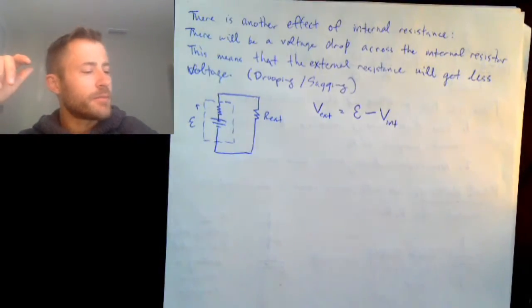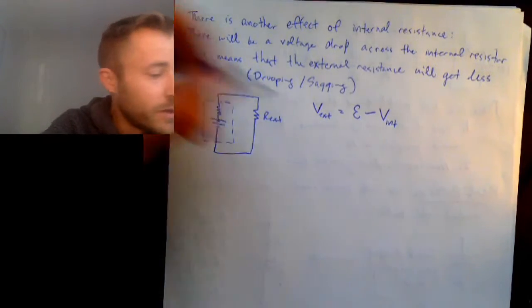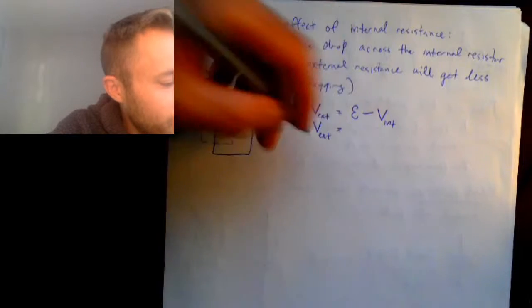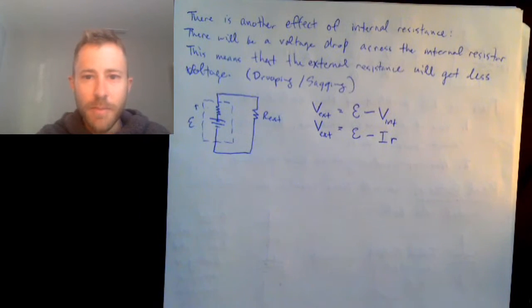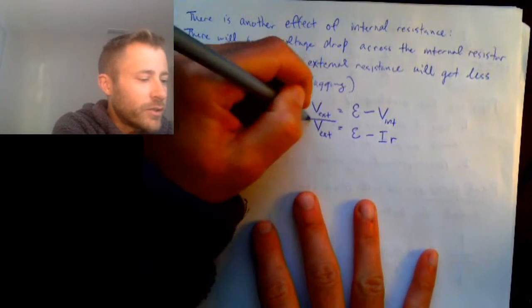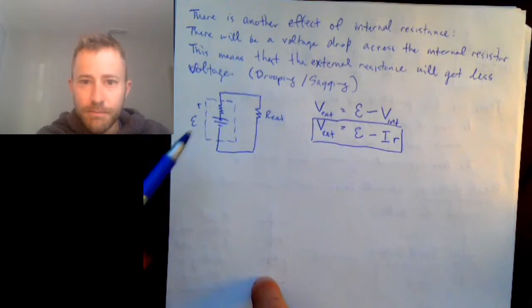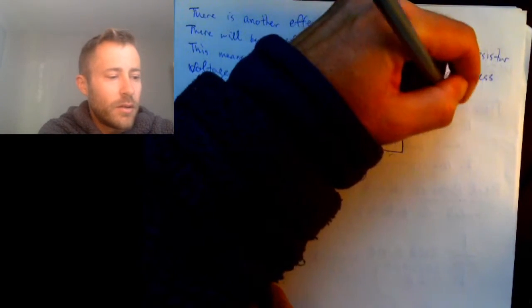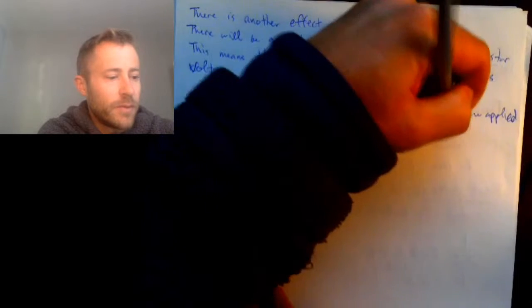The internal resistor obeys Ohm's law. So the external circuit is going to get a voltage that's equal to the EMF minus the current that flows times the value of the internal resistance. So this is going to be the voltage that the external circuit gets. This is Ohm's law applied to little r.